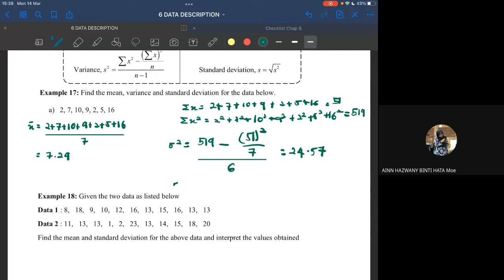The standard deviation just simply, standard deviation dapat berapa? Square rootkan je kamu punya variance.